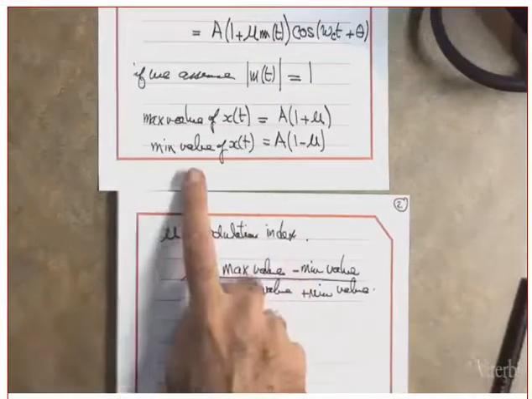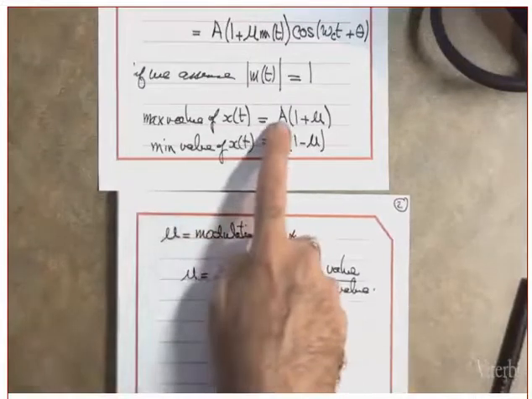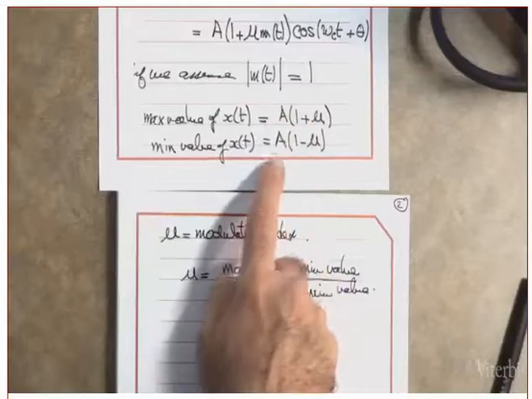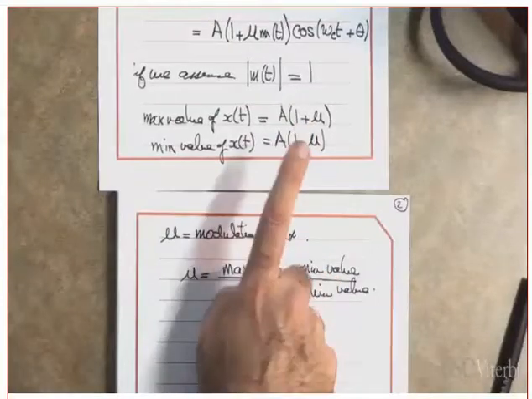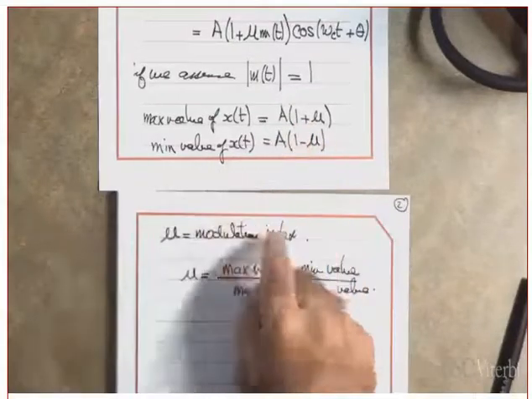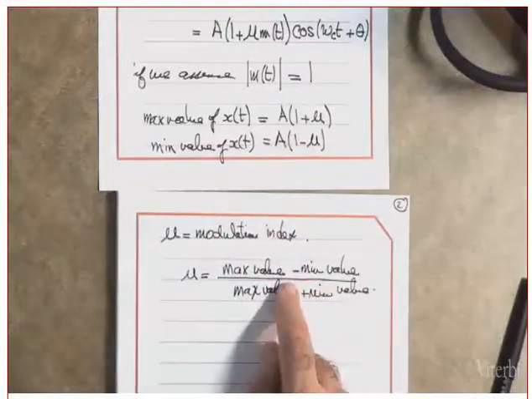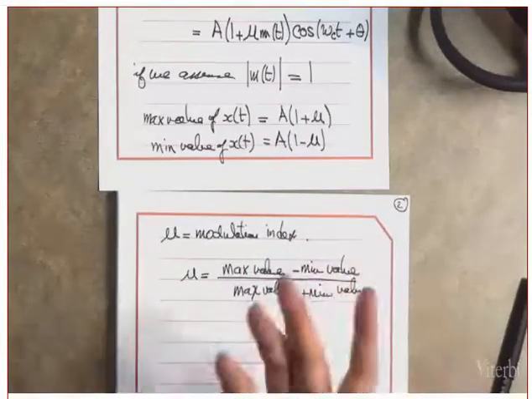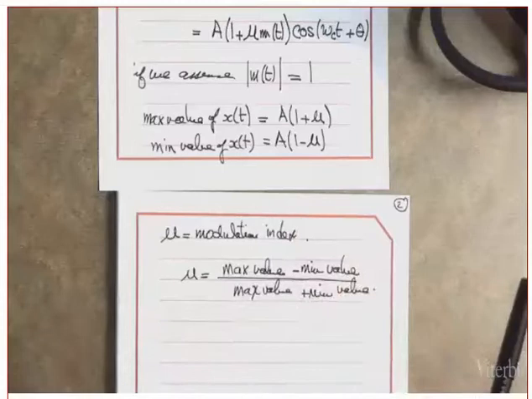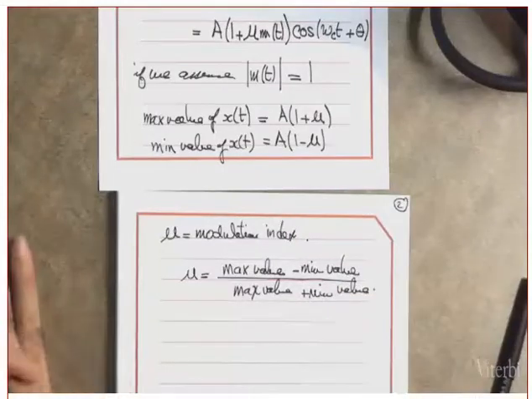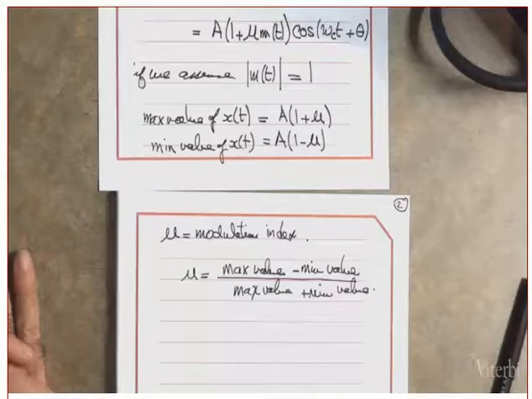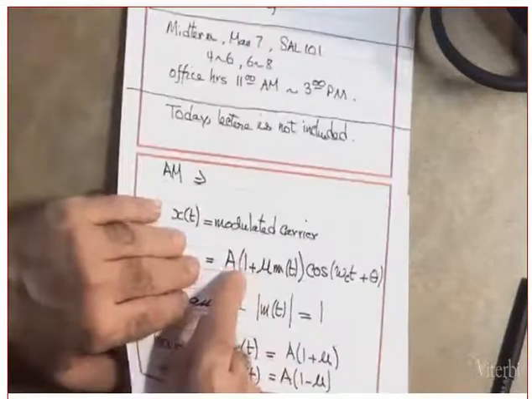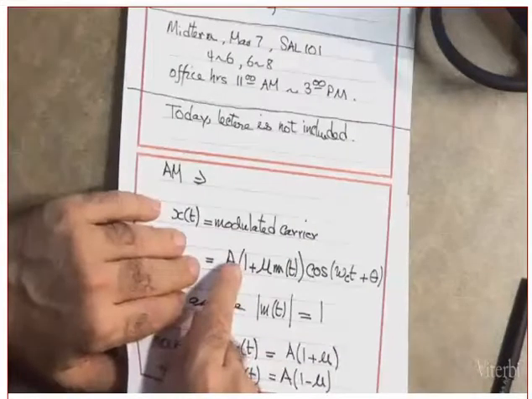Do you see that this one will give me mu? Let's see. A plus mu A minus A plus mu A. So what do you get? 2 mu A. And in the denominator, you are adding, you get 2A. So 2 mu A over 2A equal to mu. Clear so far? Yes or no?